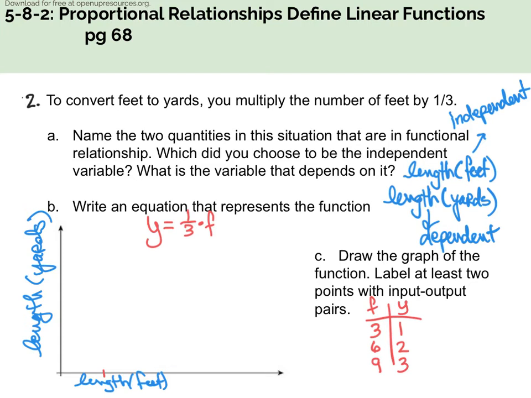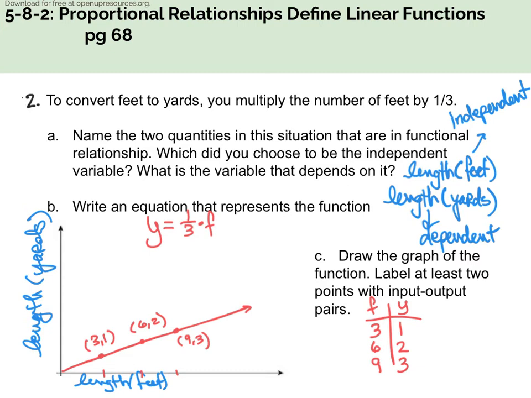So let's figure out what kind of line it's going to be. A line is probably going to go something like this. It is going to go through 0, 0 because it is a proportional relationship. It is a proportional equation. So if we go over 3, it's going to be up 1. Over 6, it's going to be up 2, and about over 9 is going to be up 3. Right, so this is our input and our output for this situation where we're converting feet to yards.